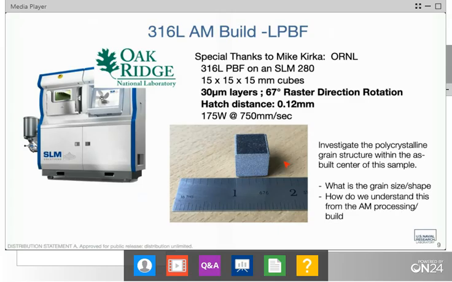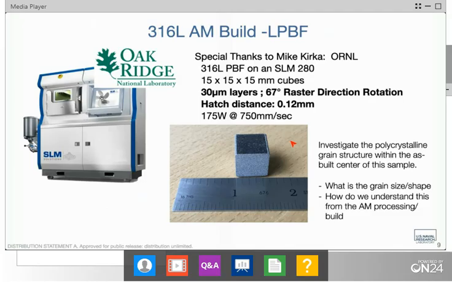A couple of things I just want to point out. These were 30 micron layers done on a powder bed with a laser. And we have rotations between each layer of the raster directions of 67 degrees. This is done to reduce the formation of residual stresses, but it also is something that is expected to break up some of the crystallographic texture. And we'll see how well that works in a little bit. At the hatch distance of about 120 microns. So that's the sample that we're looking at.